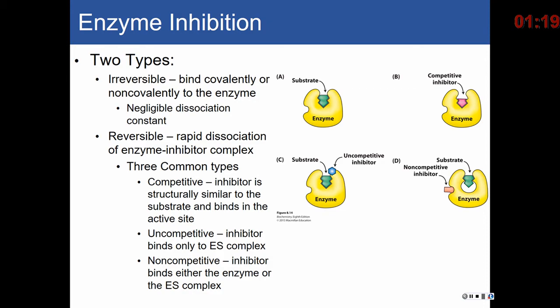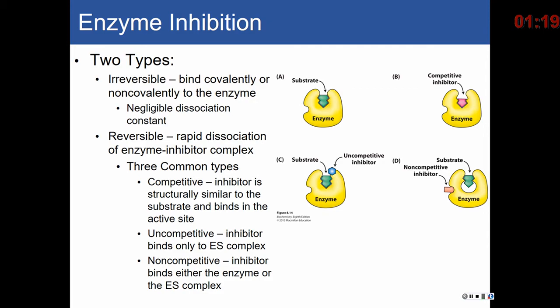Irreversible inhibitors are going to bind covalently, or it could be non-covalently, but if they're non-covalently bound, they're going to have a negligible dissociation constant, which means that they're essentially just going to stay there. And so that's kind of what you see there. And then you've got reversible ones. And oftentimes these are rapidly dissociating enzyme-inhibitor complexes.